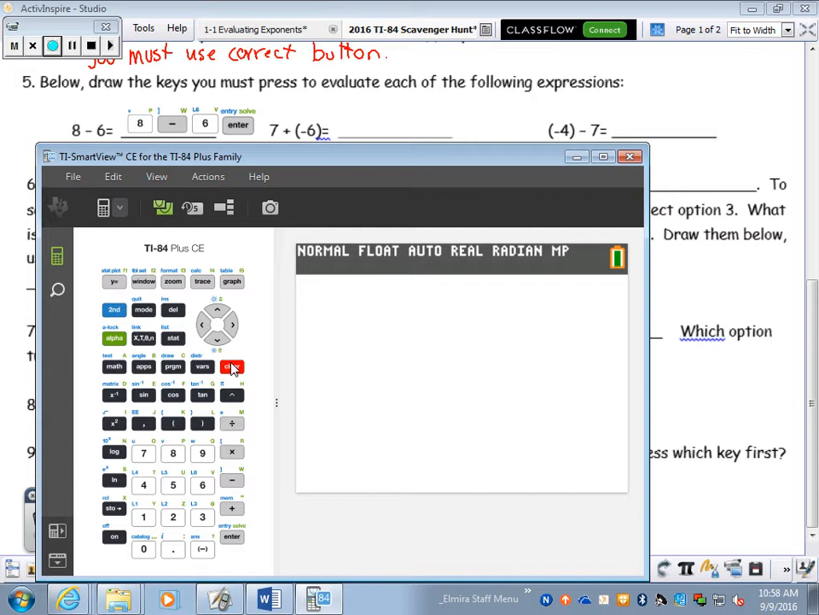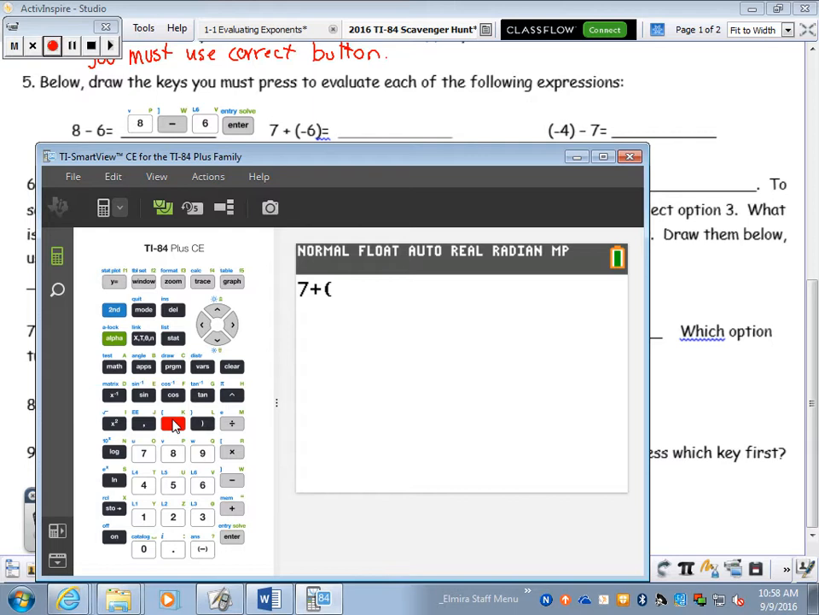Alright, so I'm going to type 7 plus parenthesis. Parenthesis is a key that often gets skipped. Kids think parentheses don't matter in math, but they're very important. So if you see a parenthesis, type a parenthesis. And if you have an open parenthesis, you must close your parenthesis. Sometimes if you don't close, you will get an error message or an incorrect answer.